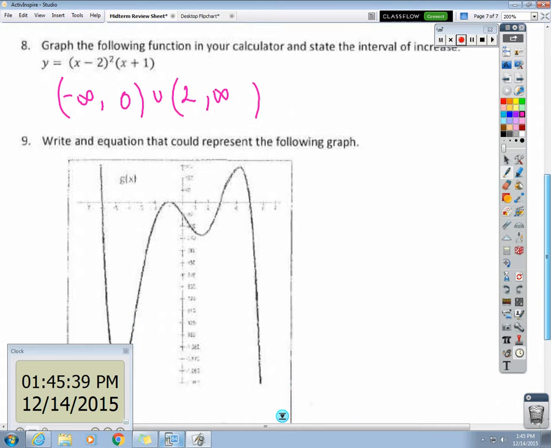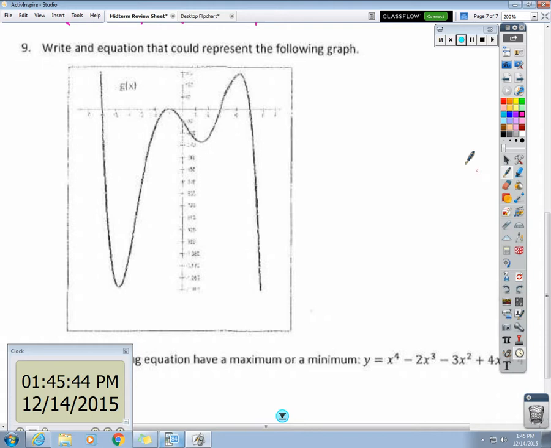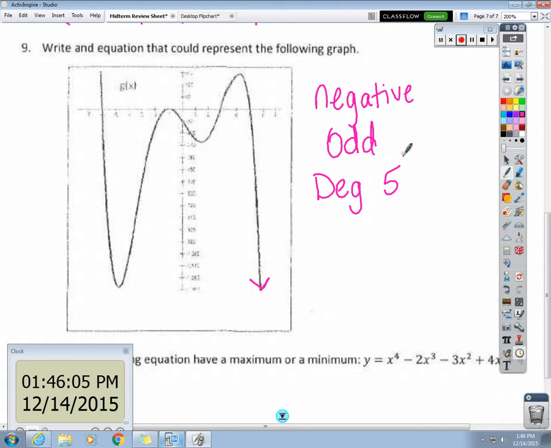Alright, number 9. Write an equation that could represent the following graph. Okay, well, instead of writing the equation, let's write down all the characteristics we notice about it. It's negative. How do you know that? Well, it's going down on the right, so that makes it negative. It's odd because they go opposite directions. What's the degree? 5. Okay, let's talk about 1. Here's an x-intercept. Here's 1 and here's 1. That's 3. This bounce counts as 2 more, so it's degree 5.